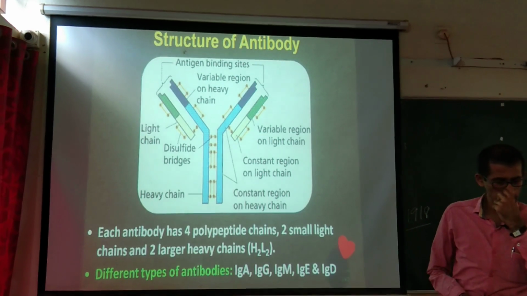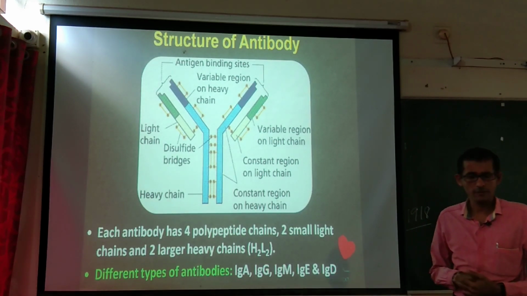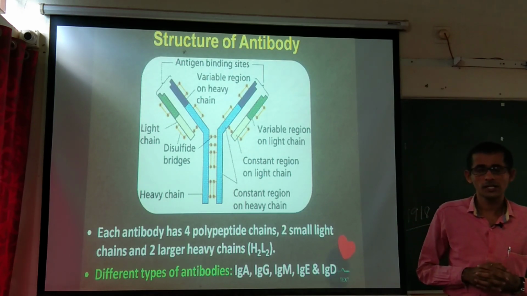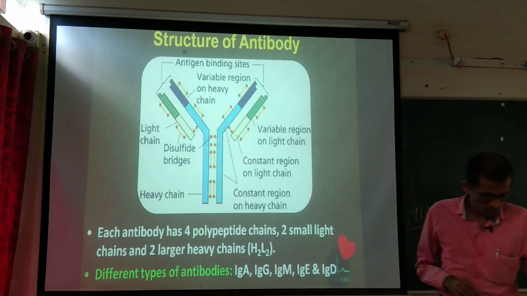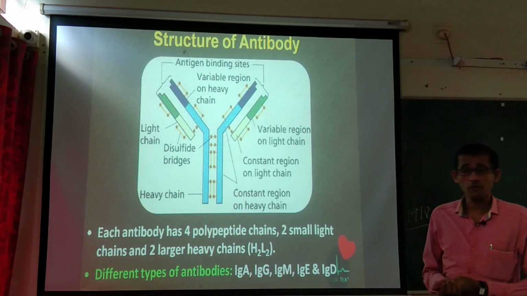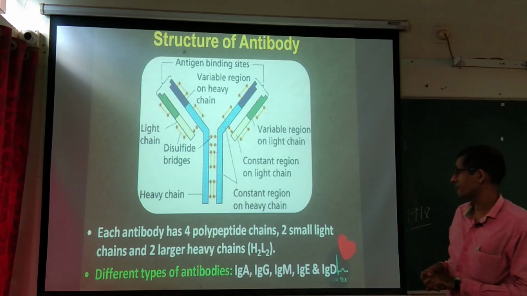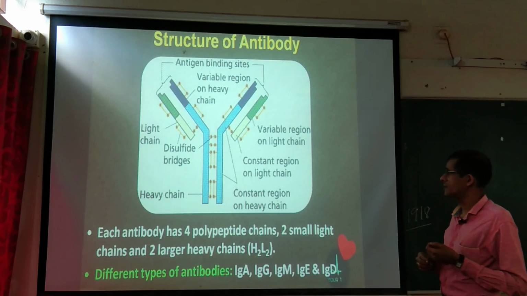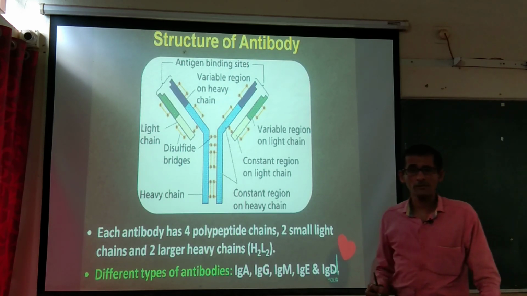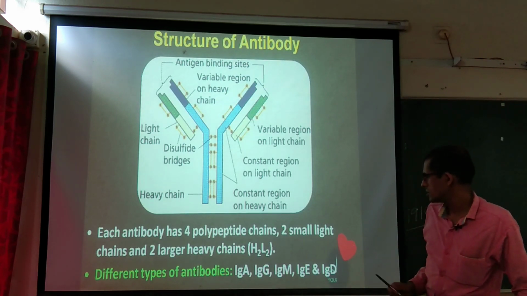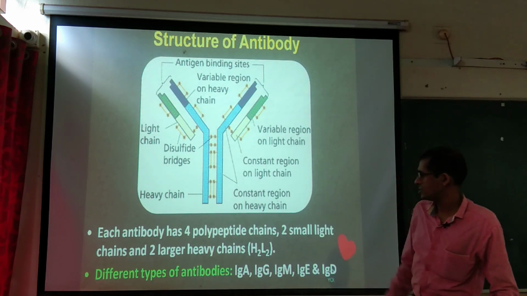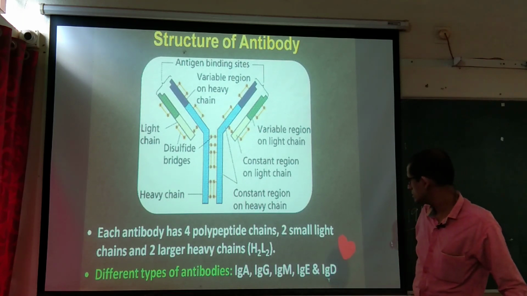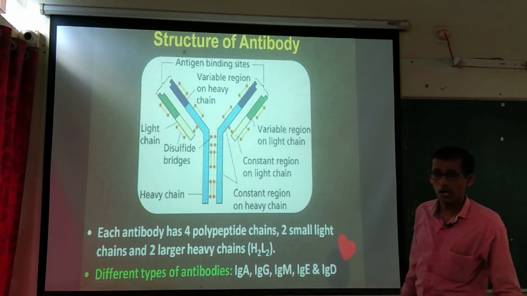In the last class we studied the concepts related to human health and disease, recalling the important points under this chapter. One of the important concepts is the structure of antibody. In the previous class I described the structure of the antibody, which has four polypeptide chains: two small light chains and two large heavy chains.